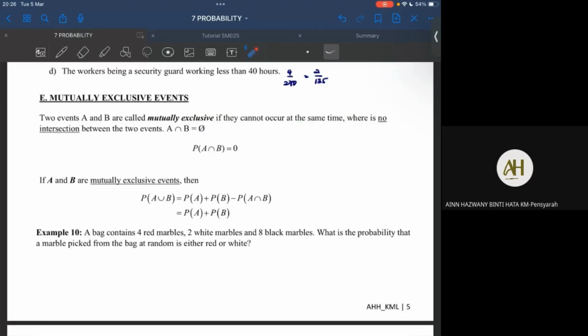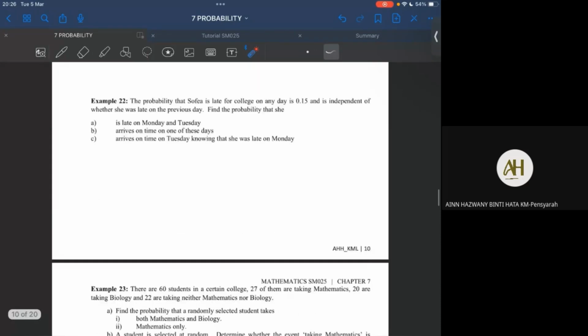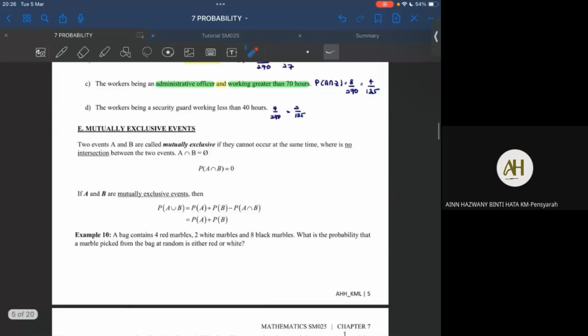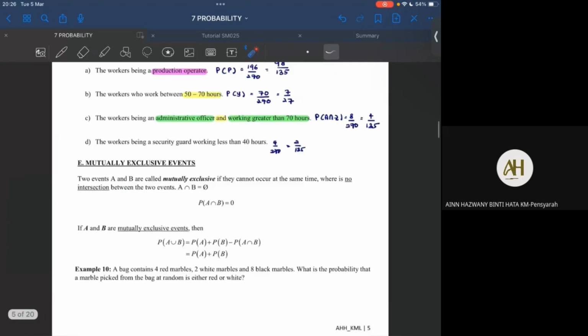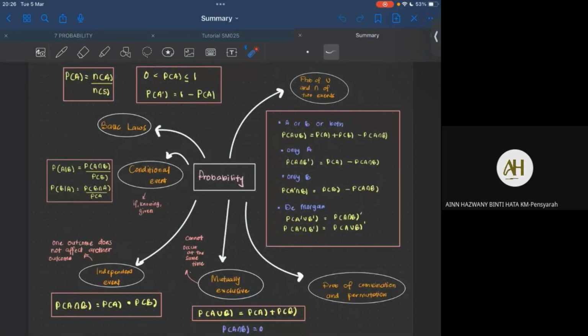So, now, let's see. Okay. Alright, so next kita akan pergi kepada mutually exclusive event. Kejap bagi saya 1 minit sekejap.